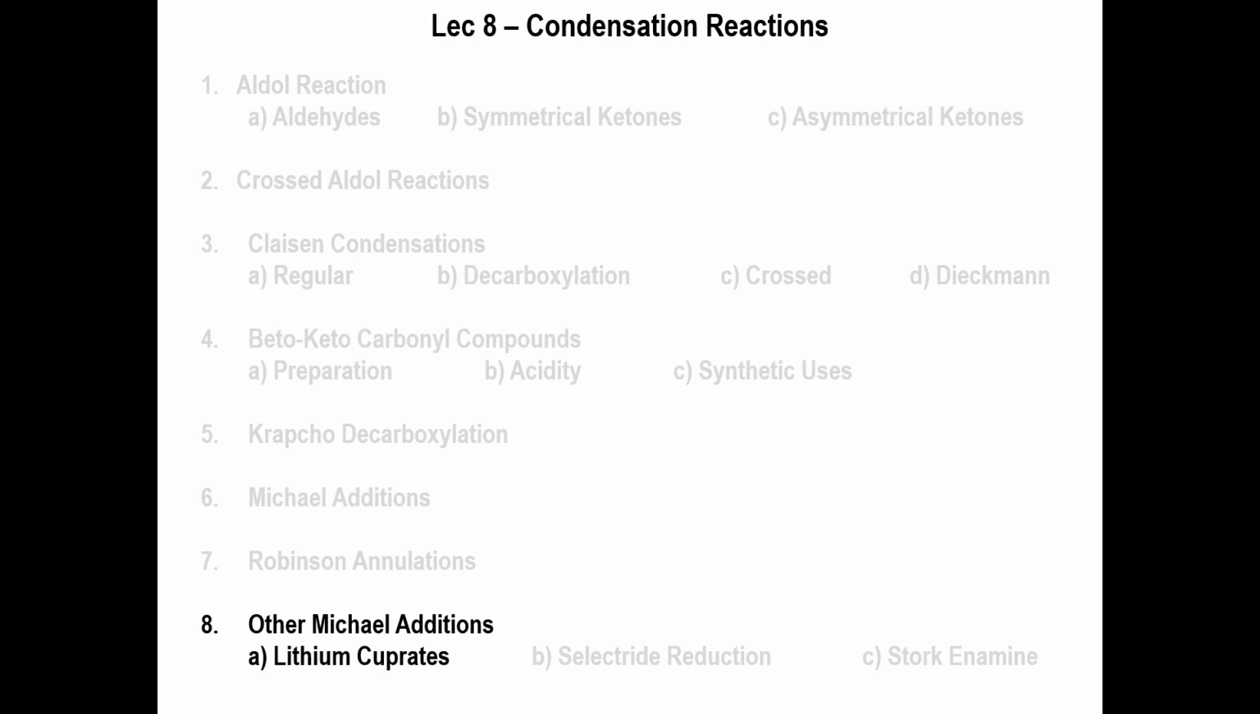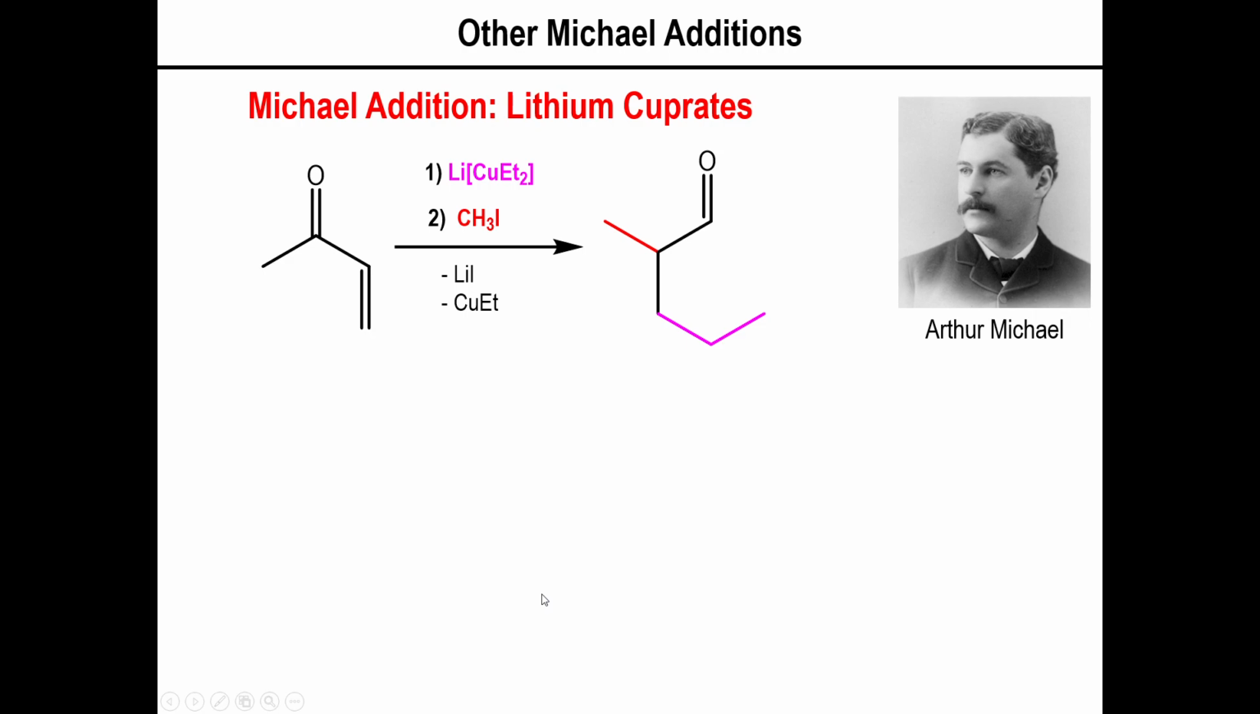Welcome back. We're going to talk now about derivatives of Michael additions. Pretty much, if you carry out the same reaction with an enone, but instead of using an enolate as a nucleophile, if you switch to other reagents, then you're looking at the derivatives of Michael additions. One of them is the use of lithium cuprates as the nucleophile. And what you end up doing here is simply placing that alkyl component of the cuprate salt onto the beta position of your enone.